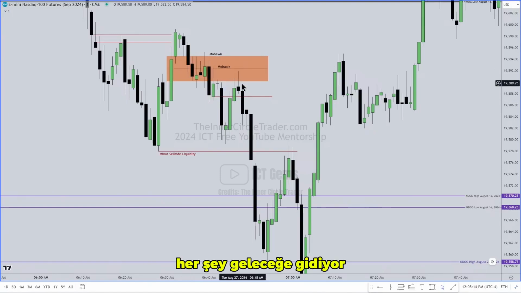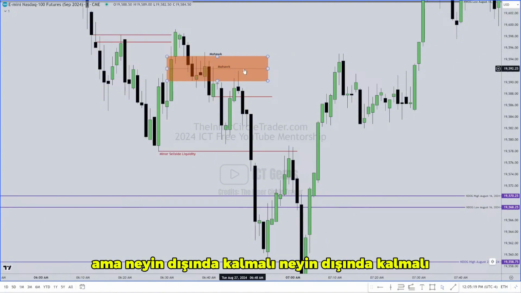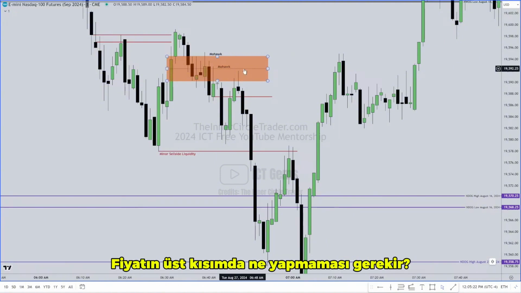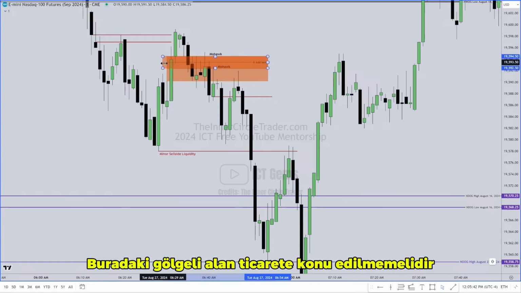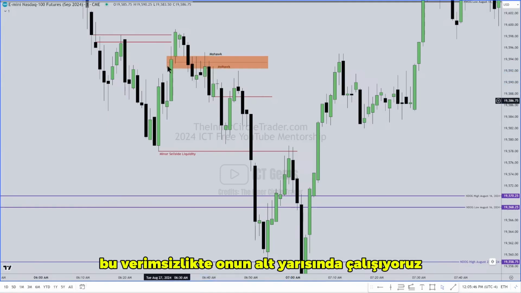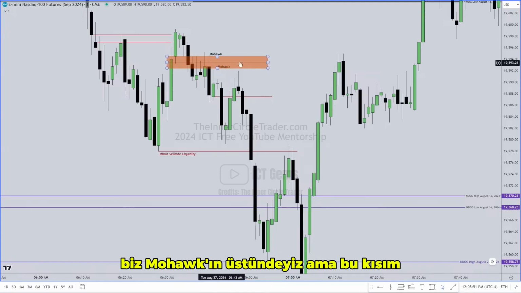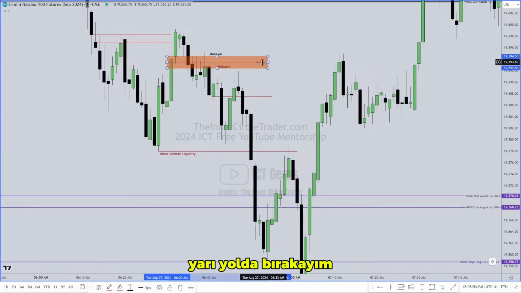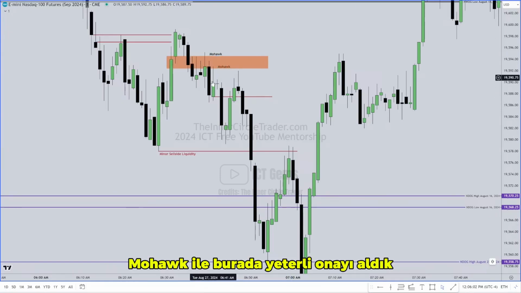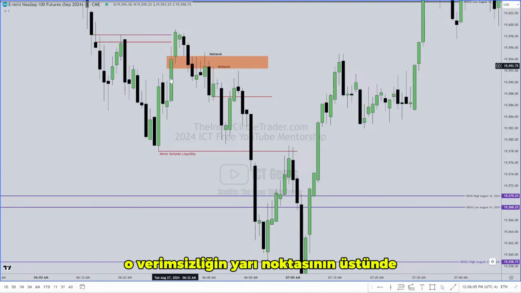everything going forward allows for it to trade back up into here, but stay out of what? What should it stay out of? What should price not do? Explore in the upper part. That means this shaded area here should not be traded to in this inefficiency. We worked the lower half of it. We Mohawked above it. But this portion, let me take the halfway off. We had enough confirmation here with a Mohawk above the halfway point of that inefficiency.